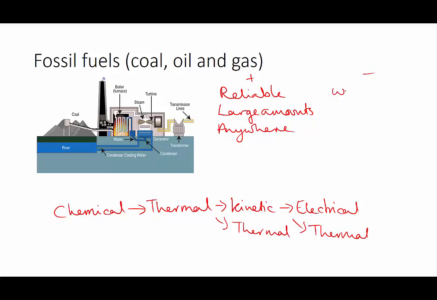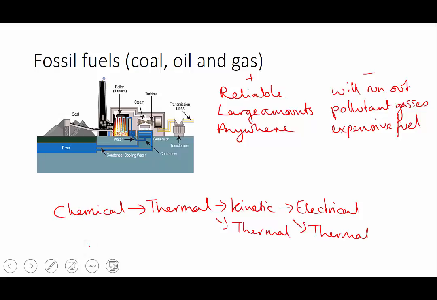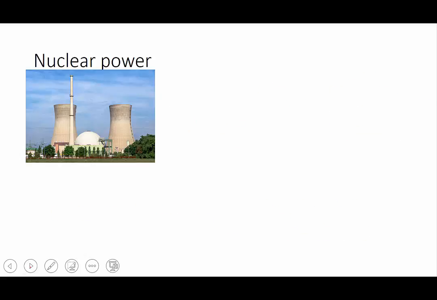Now, the disadvantages are that it is going to run out one day. Okay, so the prices go up as the amount of fossil fuel goes down. It produces pollutant gases like carbon dioxide, which causes the greenhouse effect, and sulfur dioxide, which causes acid rain. And the fuel can be quite expensive, particularly, as I said, as we get closer to it running out.